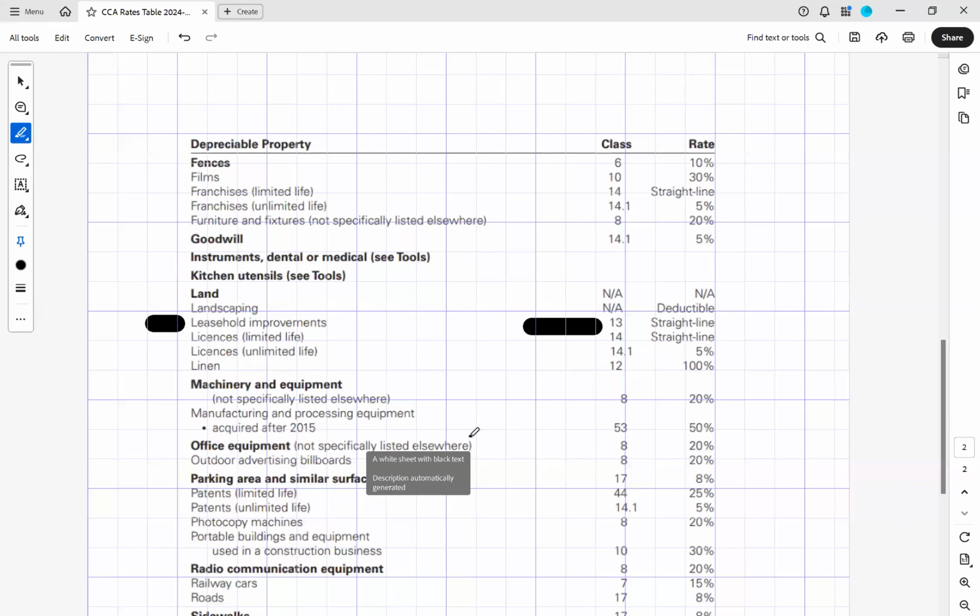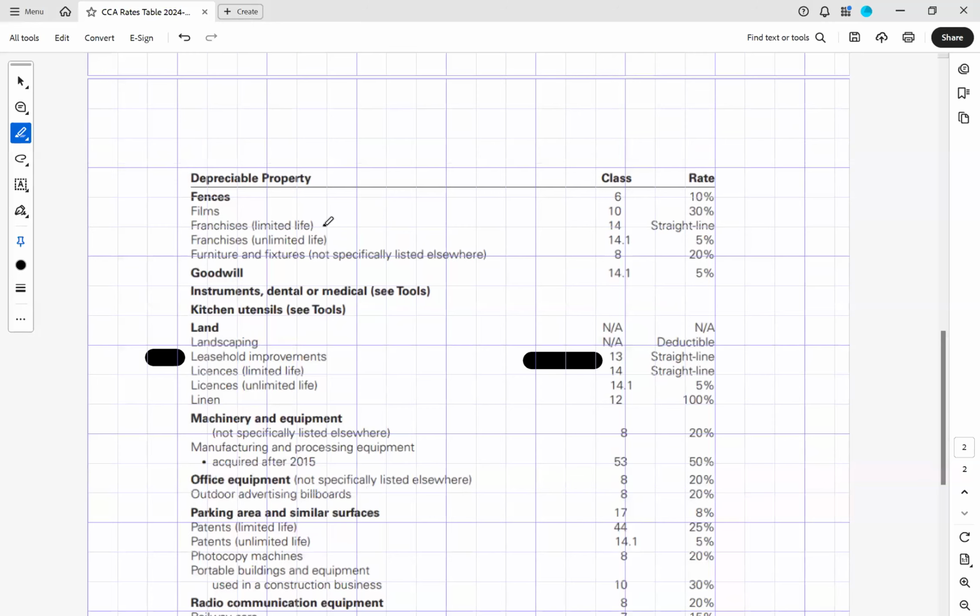So at the top here, franchises, limited life, we're going to class 14, straight line. Unlimited life, we're going to class 14.1, 5%. So we're focusing on limited life intangibles, and they go into class 14. And once again, we see the term straight line.